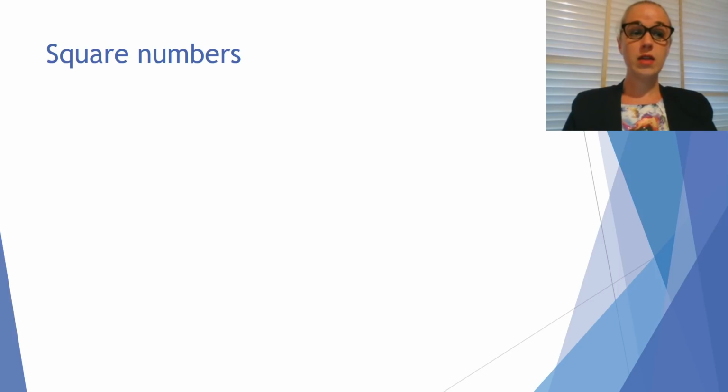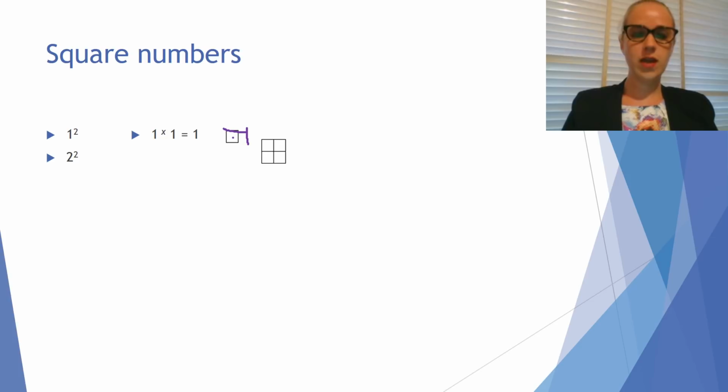Square numbers are the sort of indices that you'll be most familiar with. Square numbers literally mean that's square. So 1 squared, or 1 to the power of 2, means that you've got a square with 1 on each side. So that's 1 times 1, which equals a total of 1 square. If we've got 2 squared, then that means we've got a square that's made up of 2 on each side. So then that gives us 2 times 2, and so in total we have 4 squares.